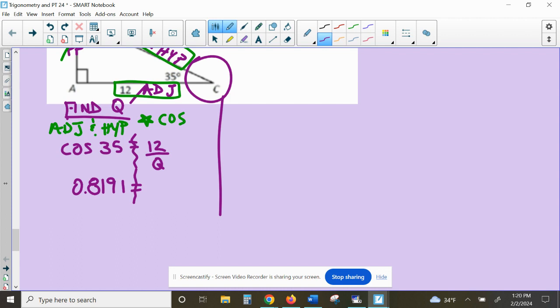You can round it to 2. I'll put a 2. Doesn't matter. Remember, when we go 4 digits out, it's okay if you round it or cut it off. Either one will be acceptable. And then we got 12 over Q.